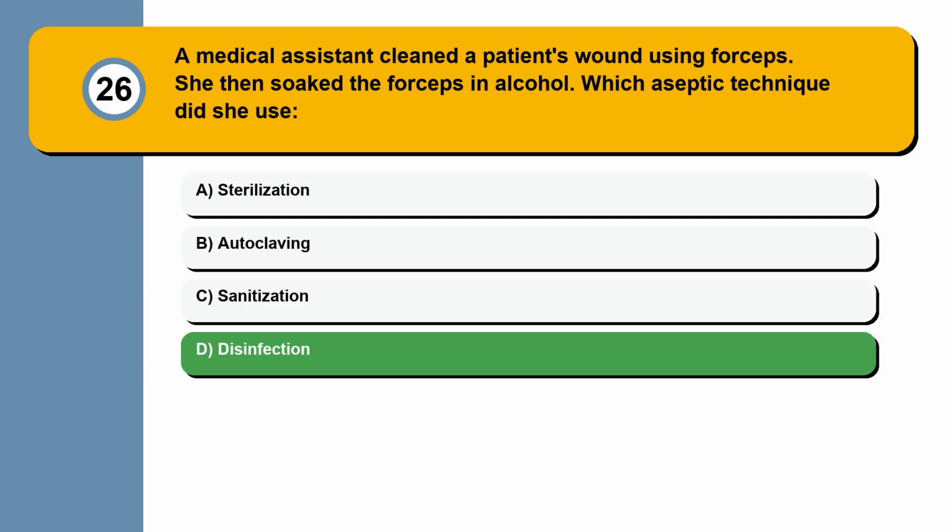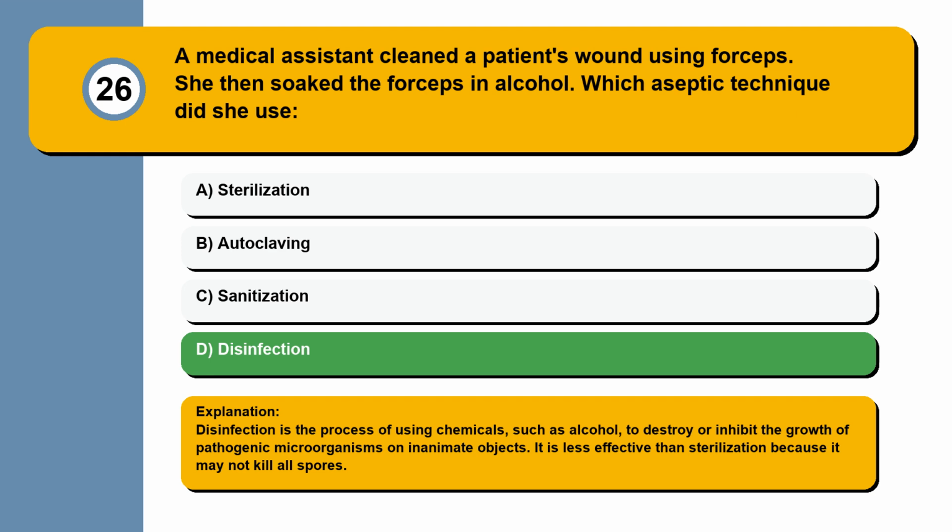Disinfection. Explanation. Disinfection is the process of using chemicals, such as alcohol, to destroy or inhibit the growth of pathogenic microorganisms on inanimate objects. It is less effective than sterilization because it may not kill all spores.